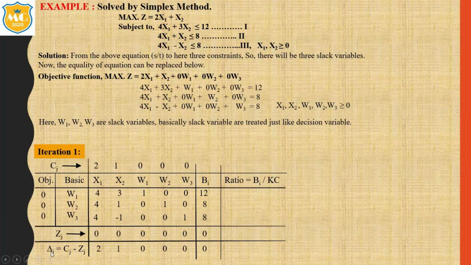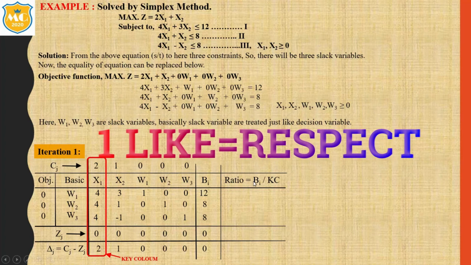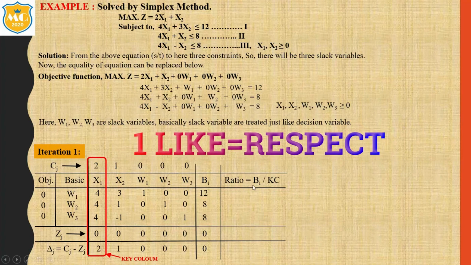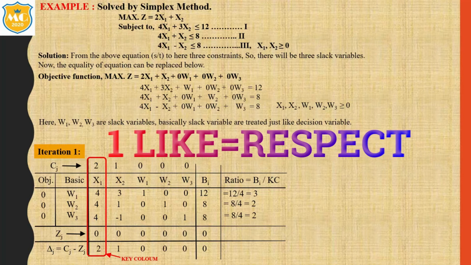So in delta j, we have to choose the most positive number. So here the most positive number is 2. So this is our key column. Next we have to find the ratio. Ratio is nothing but Bi by Kc. So 12 divided by 4, we get 3. 8 divided by 4, we get 2. And the last again 8 divided by 4, we get 2. So in the ratio we have to choose the minimum positive number.